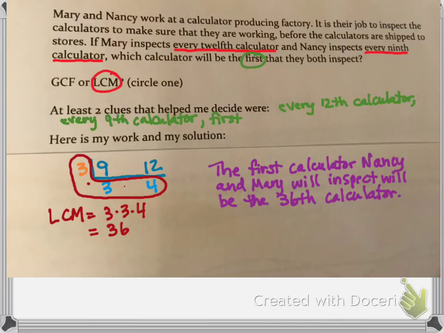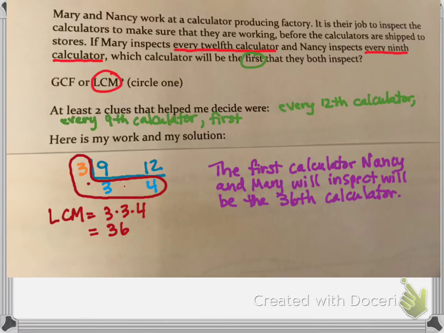So again, those words were telling me I needed to find the least common multiple. So I can't look at pieces of it. I can't look at the factor. It's like 12, 24, 36, and so on calculators, 9, 18, 27, 36 calculators, and 36 is our magic number.